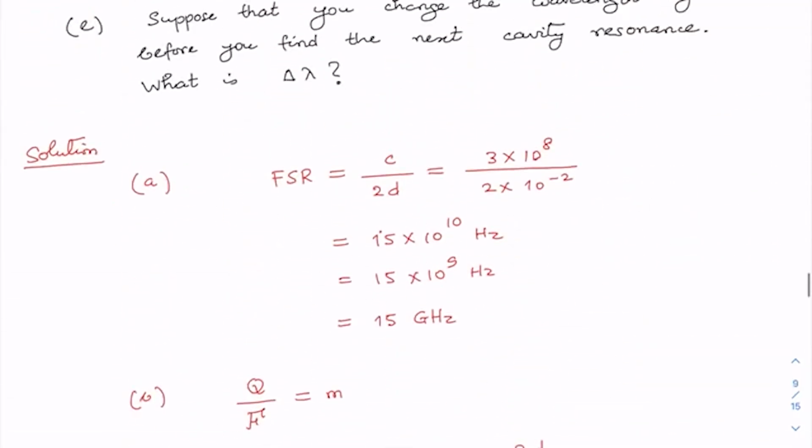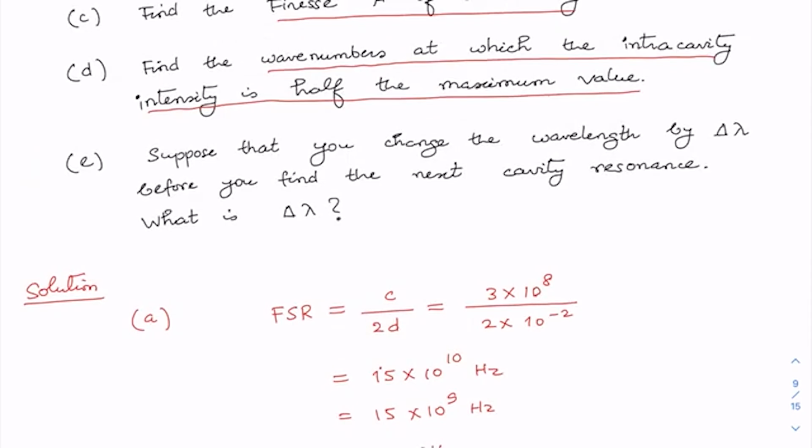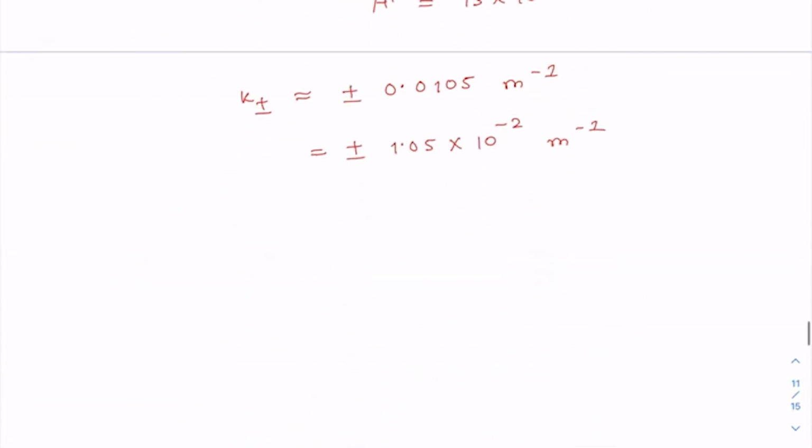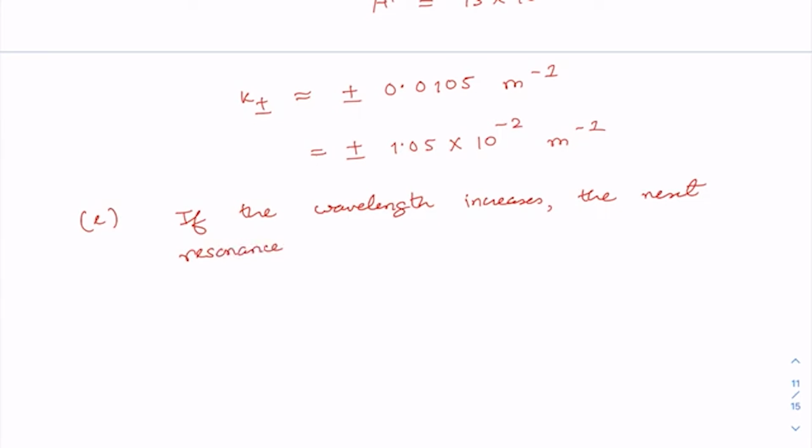Now let us do the final part of the problem. Suppose that you change the wavelength by delta lambda before you find the next cavity resonance. What is delta lambda? Okay, let us do it. If the wavelength increases, the next resonance that you are going to get is the one when one fewer wavelength fits into the cavity.